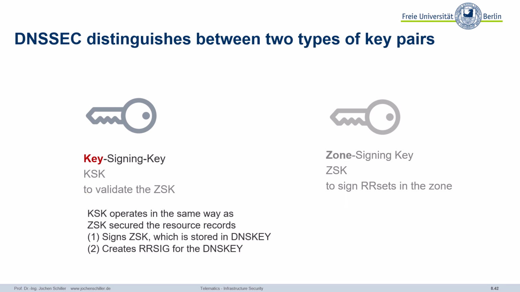And this key signing key operates the same way as the zone signing key. You sign with it the zone signing key that is stored in a DNS key, and you create this resource record signature for the DNS key. So in the end, this is the way you make sure that the resource records, or sets of resource records, are secured.